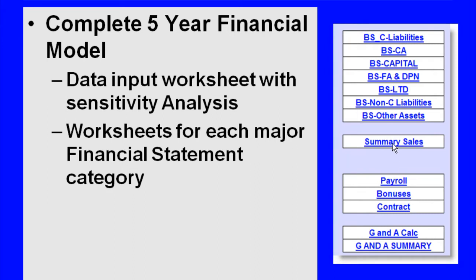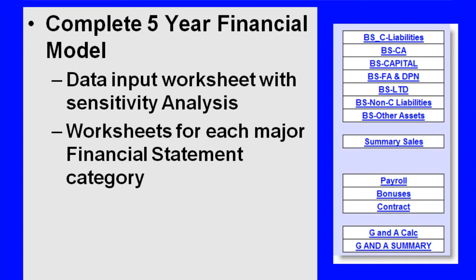The summary sales is kind of the heart and can be a tremendously long sheet, and a lot of your benchmarks end up on this particular sheet. We can do payroll, bonuses, and contract. We can add additional payroll if you have direct and indirect, or we can integrate your own payroll worksheets. And down here we can do a very fast G&A calc.